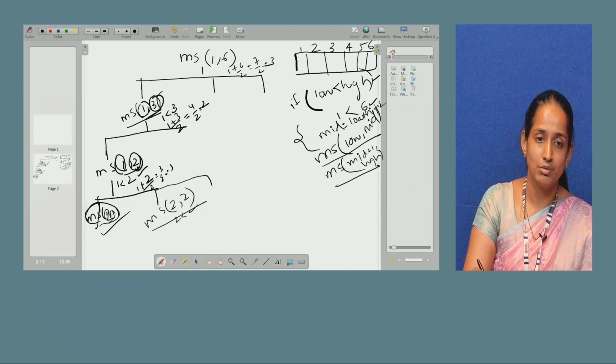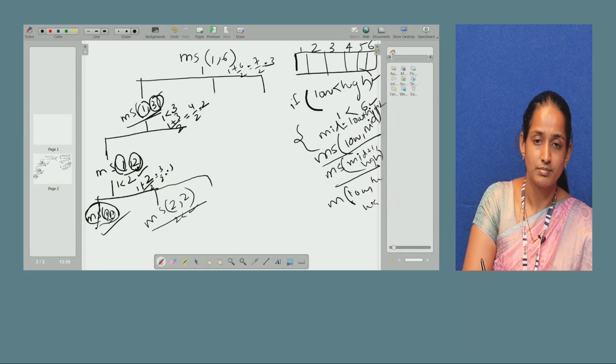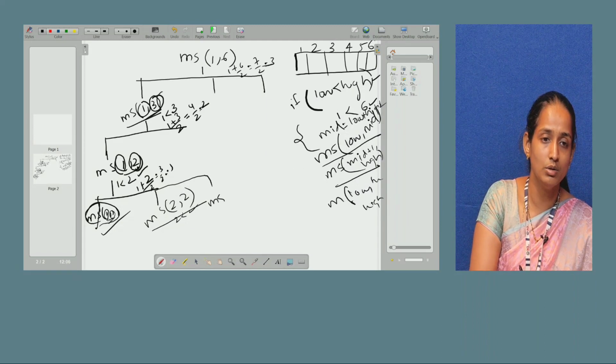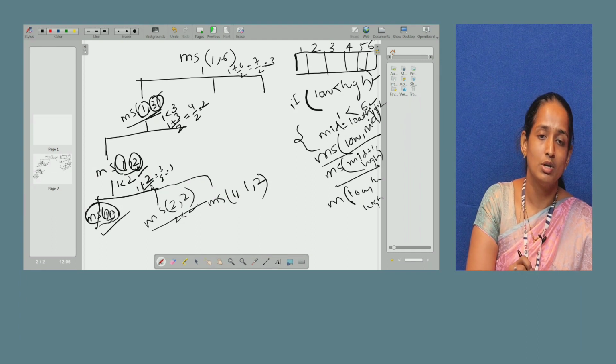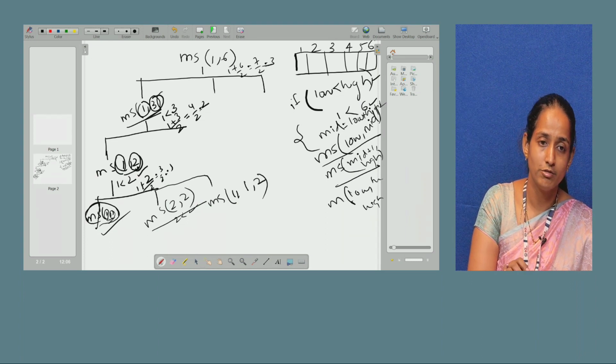Then it will come back to the third step, merge of low comma mid comma high. What is the low value? 1. What is the mid value? 1. And the high value is 2. So merge of 1 comma 1 comma 2. This is one sub part that applies the process of merging.